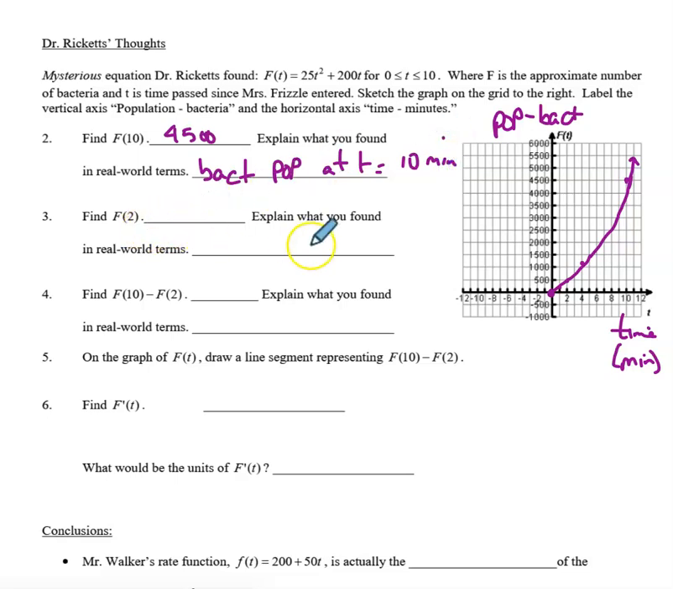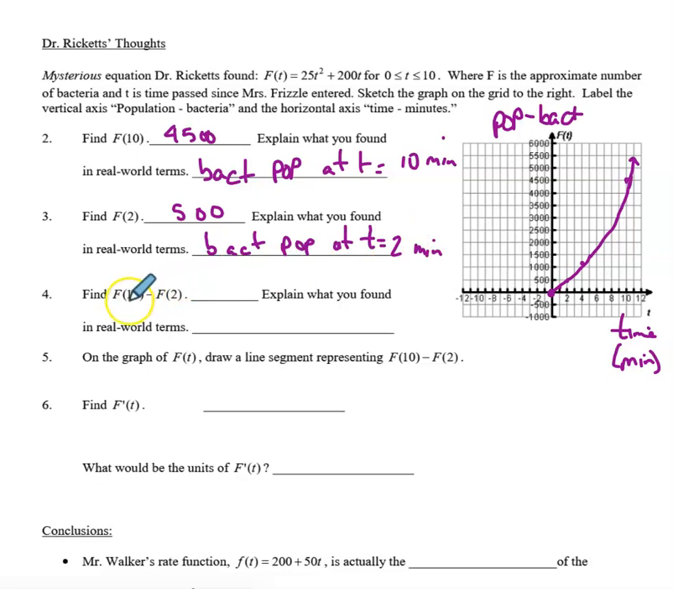So find big F of 2. Well, that's down here. When I plugged in 2, I got 500. So that represents the bacteria population at time equals 2. And again, time equals 2 is 2 minutes.